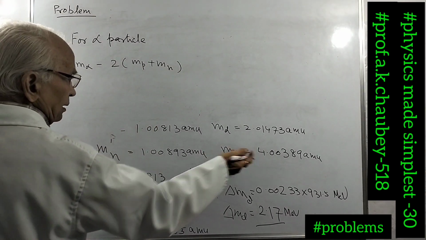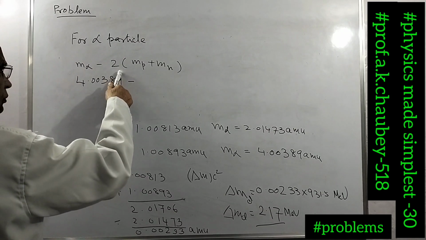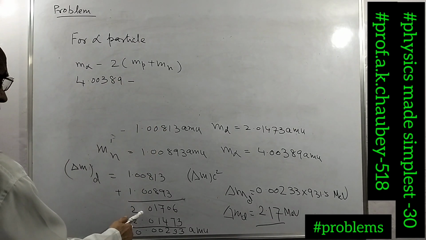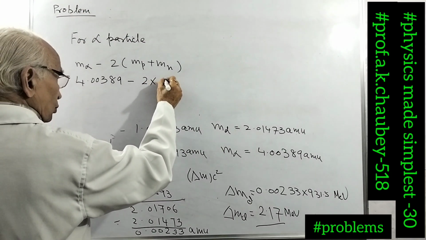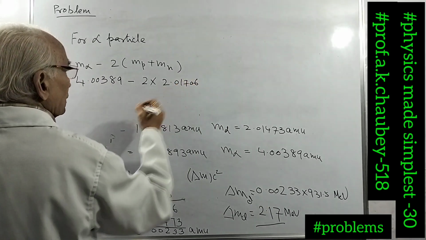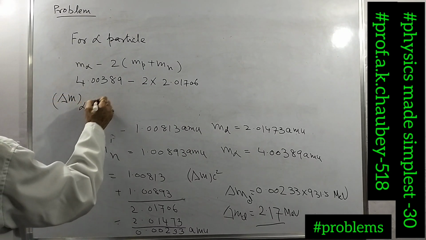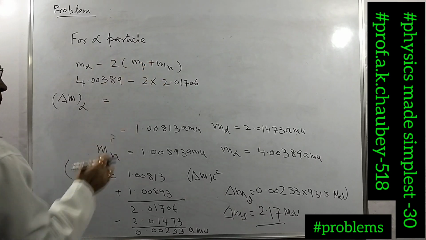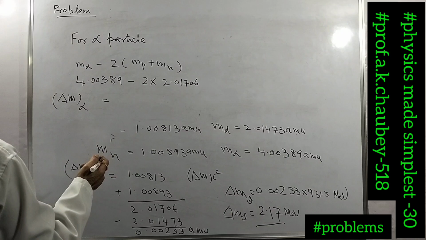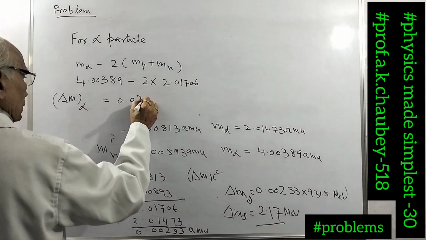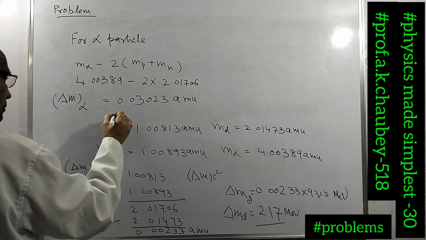So M alpha is here 4.00389 minus 2 times (M P plus M N). M P plus M N is this, so twice of this, 2.01706. So you can find out the difference. Here the mass defect delta M for alpha, when the alpha particle is formed by combination of 4 nucleons, we get this much. This I will get as 0.03023 atomic mass unit.